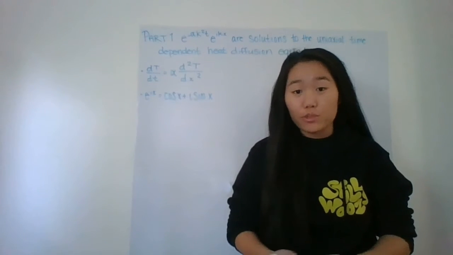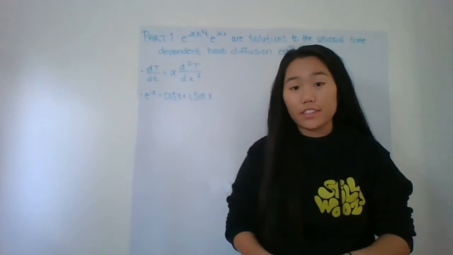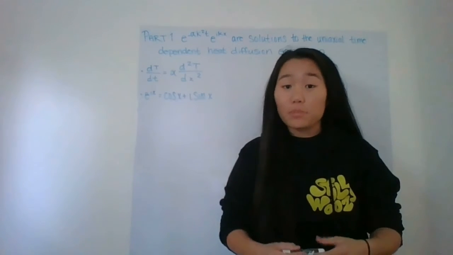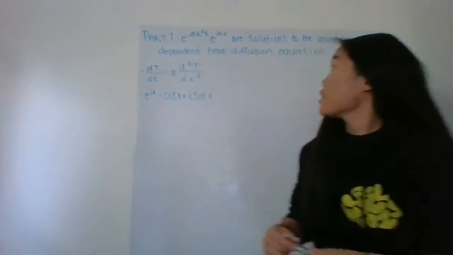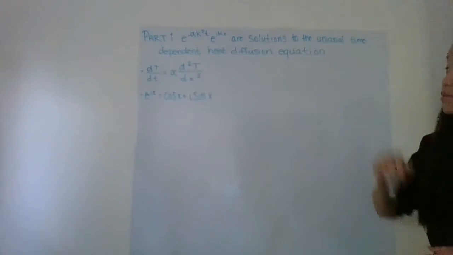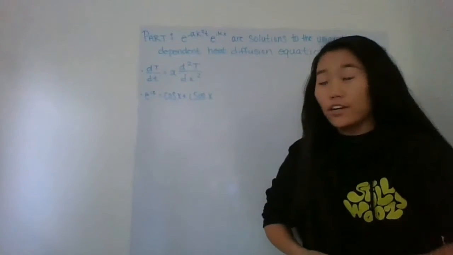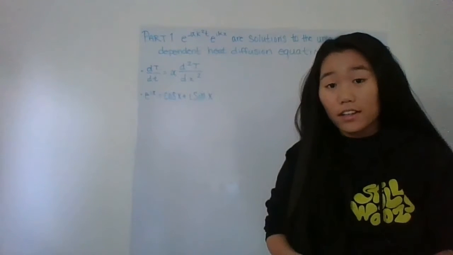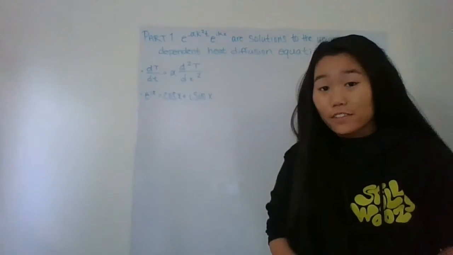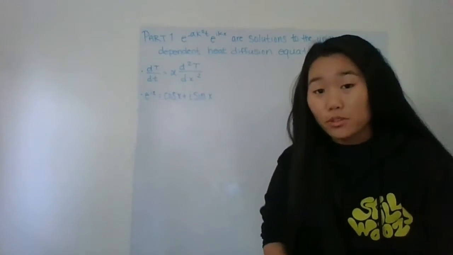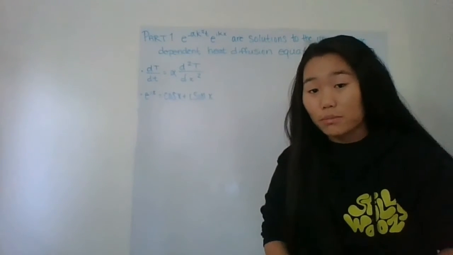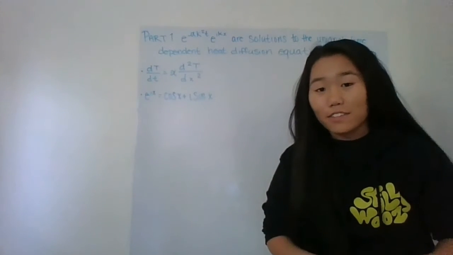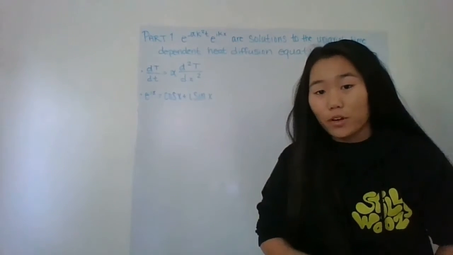In a series of videos, we're going to be showing that the functions e to the negative alpha k squared times t multiplied by e to the power of ikx are solutions to the uniaxial time-dependent heat diffusion equation. So with no heat generation for a time-varying temperature profile in a uniform bar that is 50 meters in length with thermal diffusivity of 1 meter squared per second, and it will be simulated computationally through finite differences with a spatial step of 1 meter.